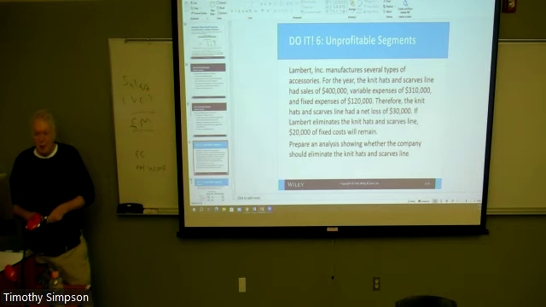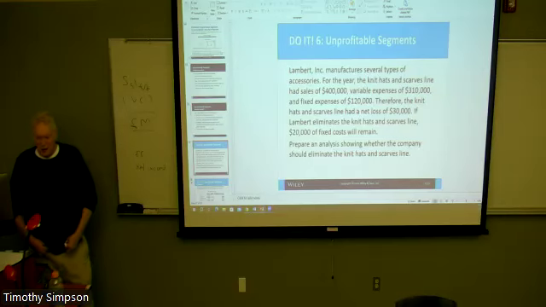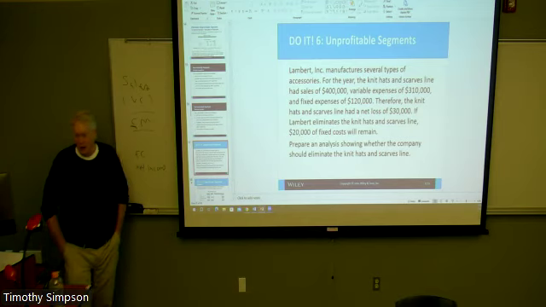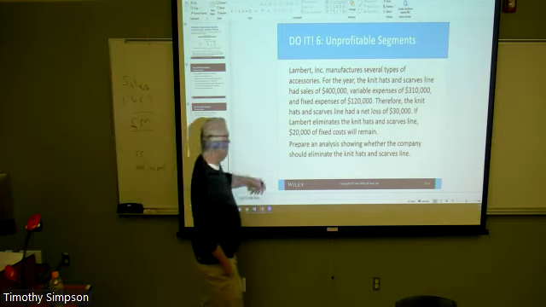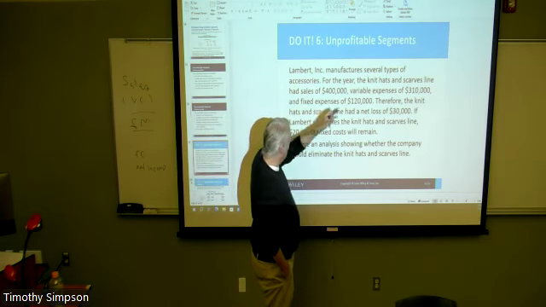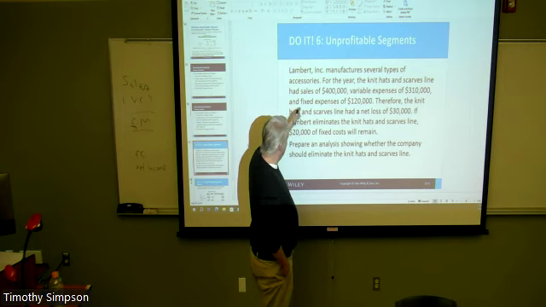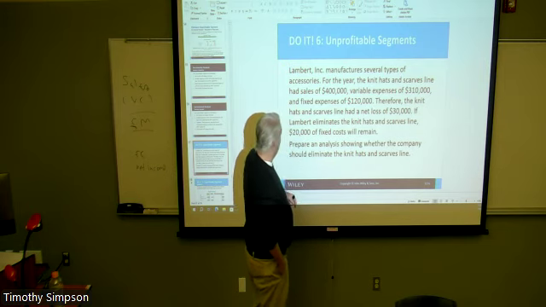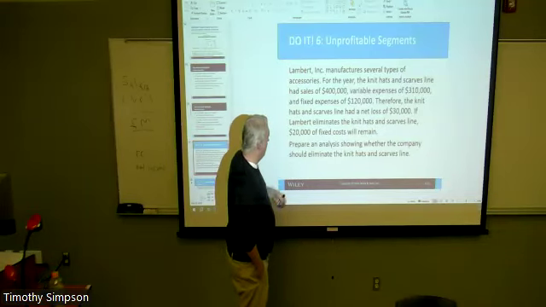So Lambert manufactures several types of accessories. For the year, they make knit hats and scarves, with sales of 400,000, variable costs of 310, and fixed expenses of 120. Well, okay, so you can look right now and see this company's losing money, right? This is just usually how an income statement happens, right? Sales 400,000, variable expenses 310, fixed expenses of 120. So as a result, we have a net loss going on, right?